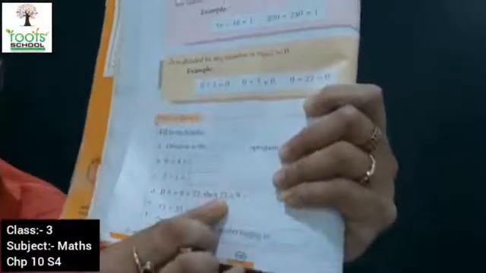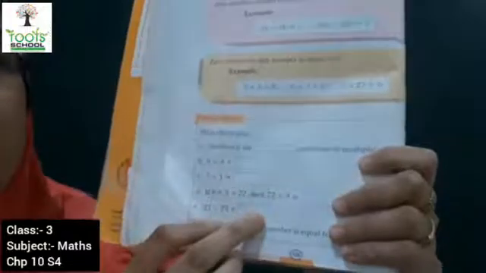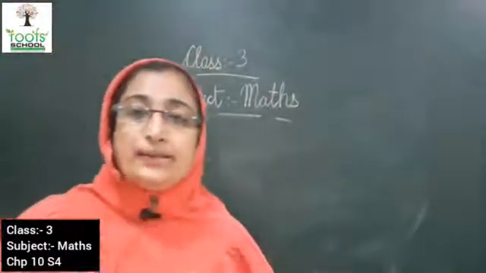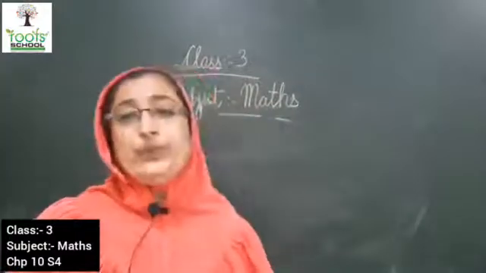Now kids, let's look here. If 8 into 9 is equal to 72, then 72 divided by 9 is 8. Yes, very good. 23 divided by 23 is 1. When you divide a number by the same number, the answer is always 1. 0 divided by any number is equal to 0.